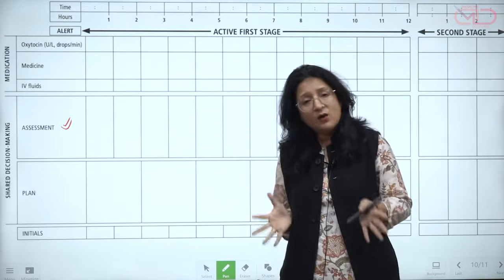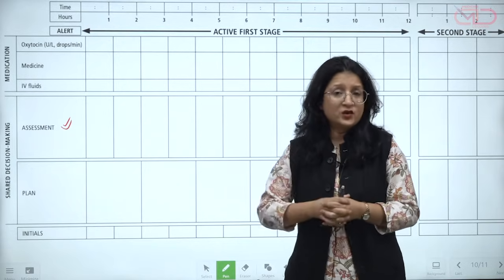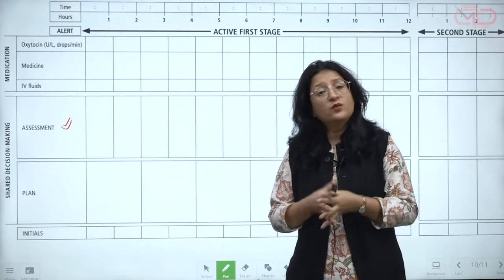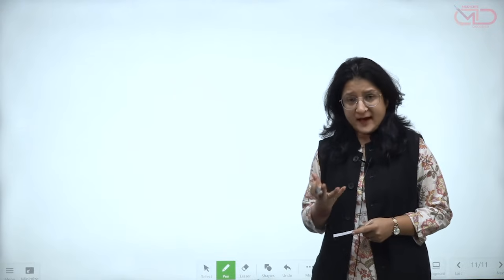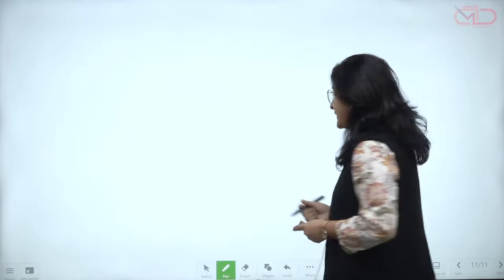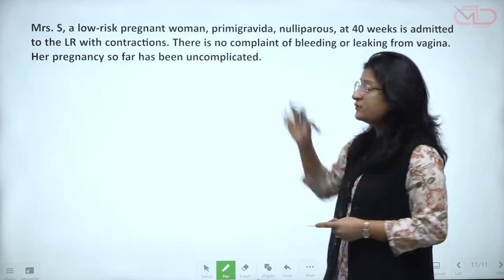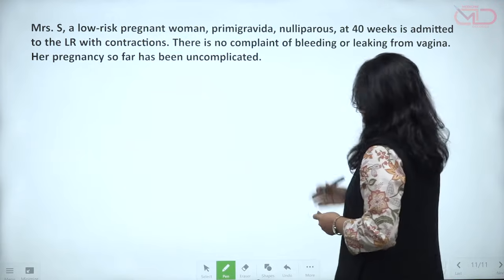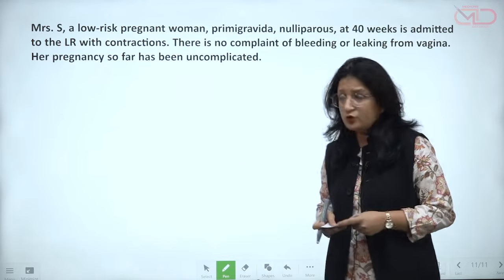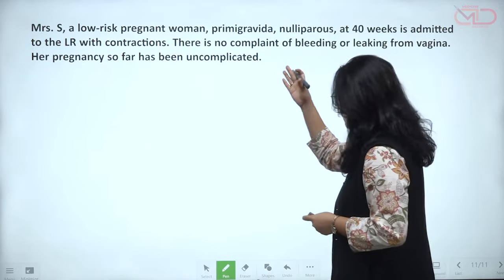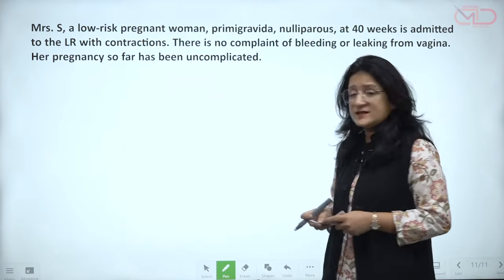So this is how the next generation partograph is different from what we have been using so far, which is the modified WHO partograph. To give you an example of how this can be clinically useful, let's take up a scenario of Mrs. S, a low-risk pregnant woman, primigravida, nulliparous, so it's a first labor at 40 weeks, and she's admitted to the labor room with contractions. There is no complaint of bleeding or leaking from the vagina. Her pregnancy so far has been uncomplicated.